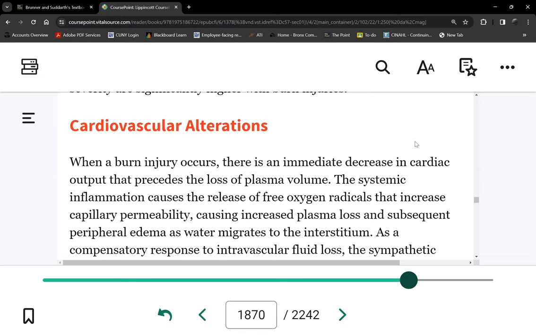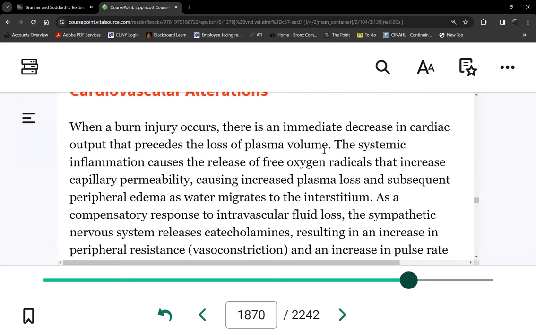Let's go to besides the vascular. So we did the description of the vascular changes, which is the systemic inflammatory response syndrome and the increased capillary membrane permeability. What will be the heart's reaction to a burn injury? Because how much fluid do we lose in a burn injury? Because the skin, what's the purpose of the skin? Give me four functions of the skin.